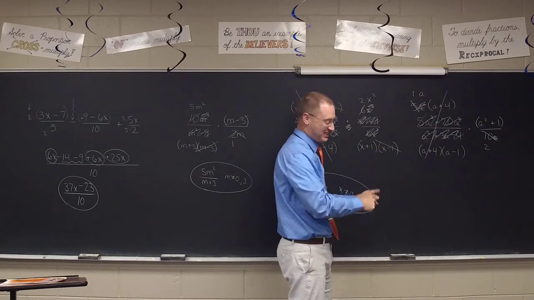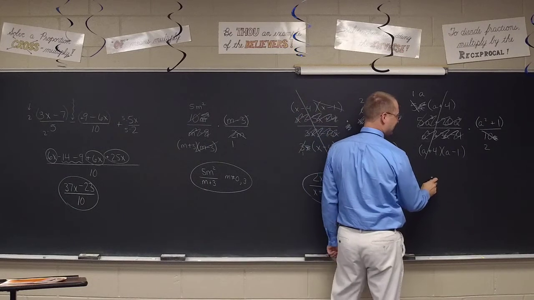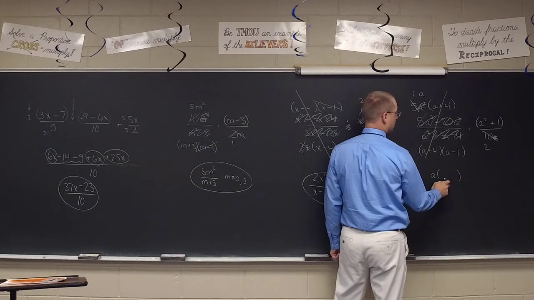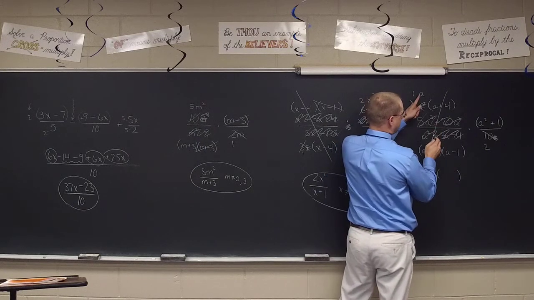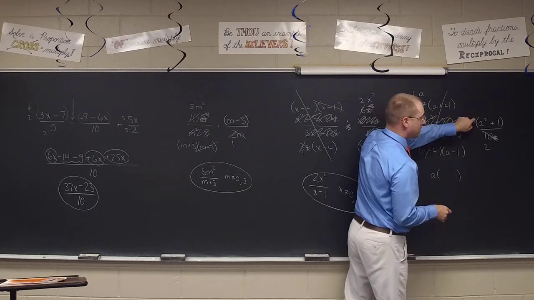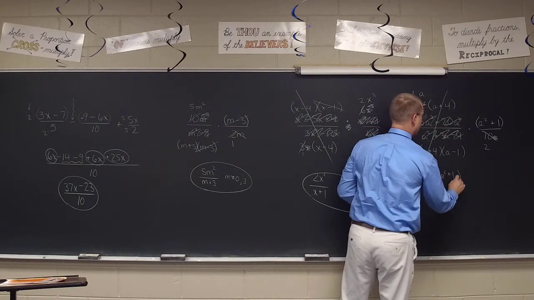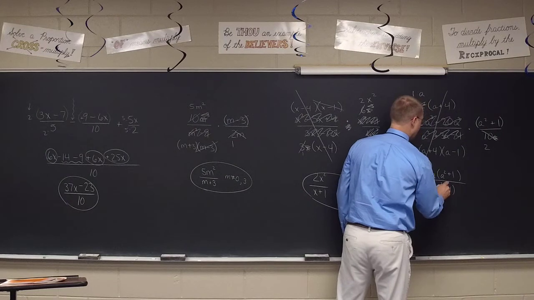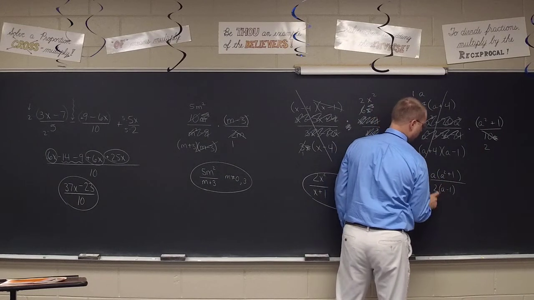Now what's left in the answer, Adam? There's an a left. There's a 1. We don't have to write the 1, but there's also an a squared plus 1 left. A squared plus 1 over 2a negative 1. There we go, and then there's a 2 as well. So we'll leave all of this.